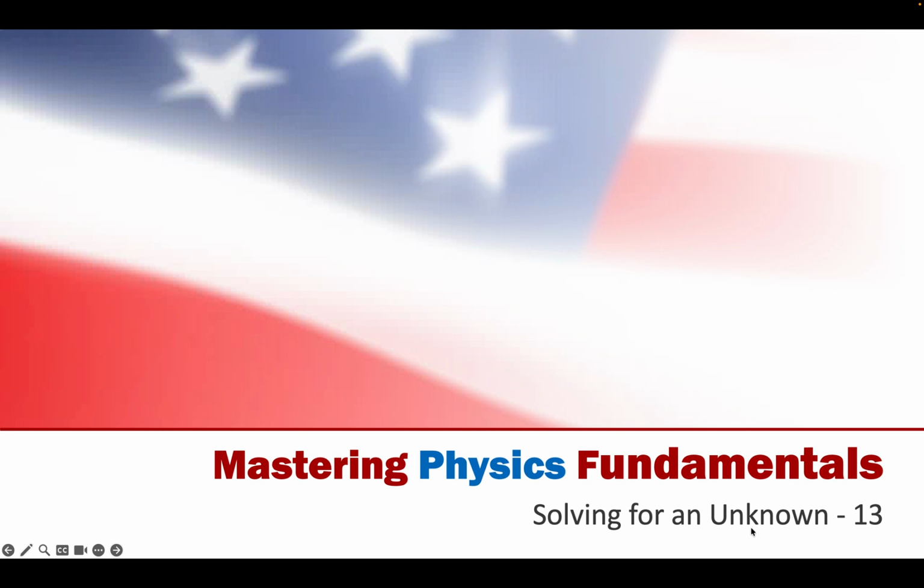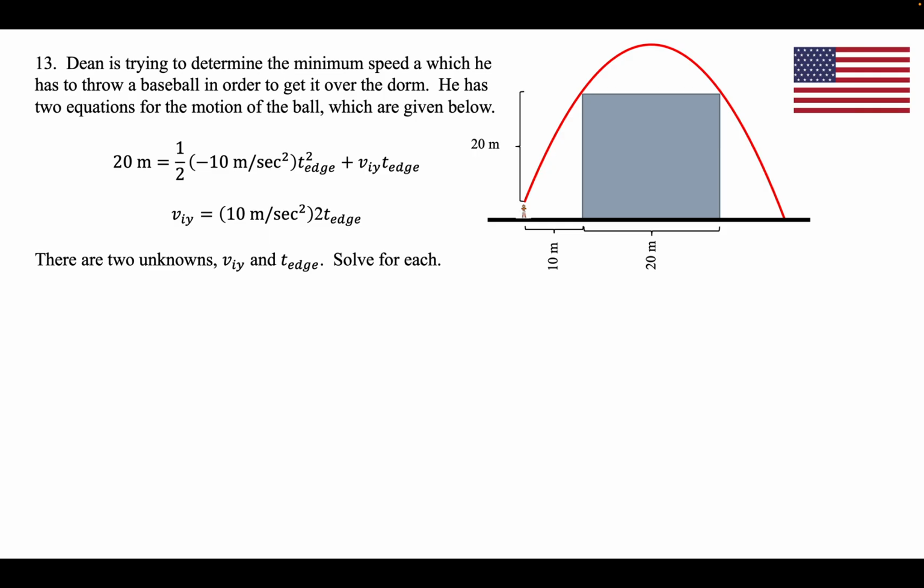This is problem 13, solving for an unknown with algebra in Mastering Physics Fundamentals. We have a guy trying to throw a baseball over a dorm. There's the conditions. We have two equations and two unknowns. T edge is the time it takes to get to this edge right here. And V initial y is the vertical component of the initial velocity, straight up.